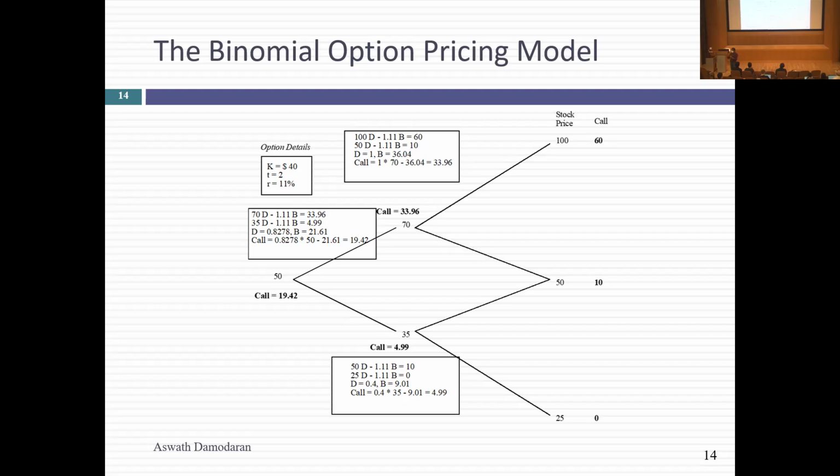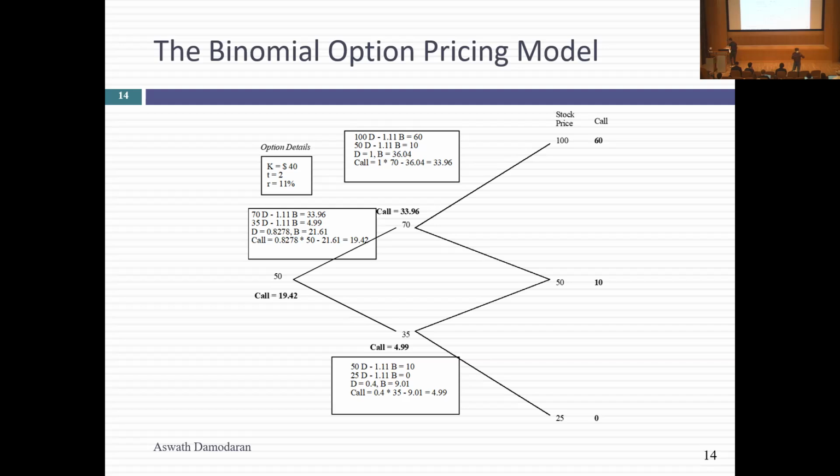If you go out and borrow $36.04 and buy one share of stock, you will have a position that has exactly the same cash flows as the call. Think of how much it's going to cost you to create that position. Going out and buying one share will cost you $70, but because you borrowed $36.04, you have to come up with only $33.96. So to create the replicating portfolio, it'll cost you $33.96.